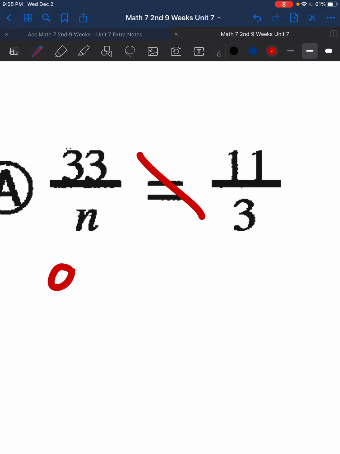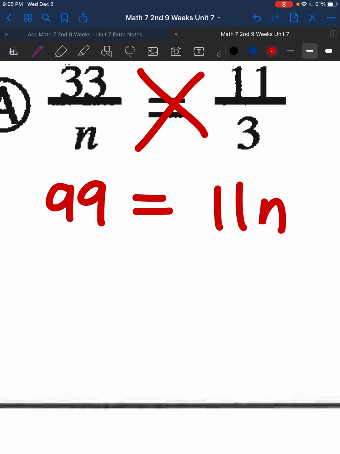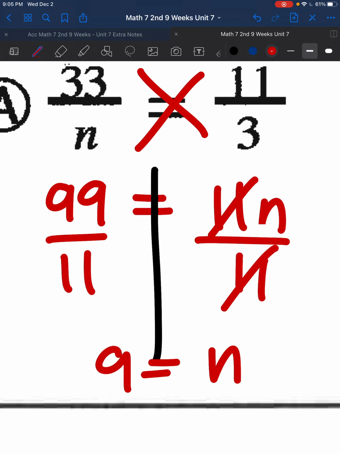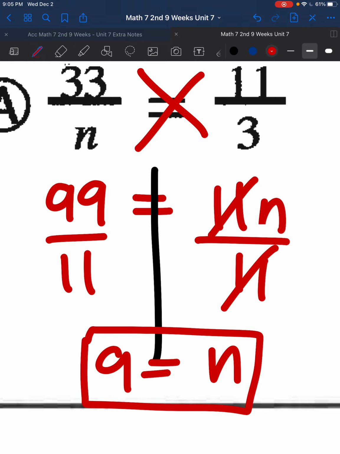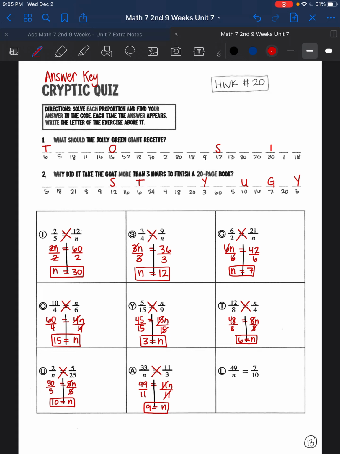33 over n equals 11 over 3. So we first multiply 33 and 3 together. I know that that's going to be 99. And I set that equal to 11 times n, which is 11n. So now I'm going to undo that multiplication to get that n by itself. So I divide by 11 on both sides of my equal sign. On the right-hand side, the 11's cancel out, and n is set equal to 99 divided by 11, which is 9. So 9 equals n.